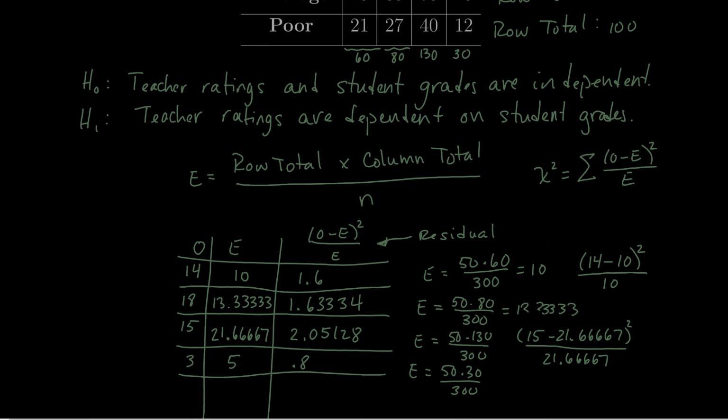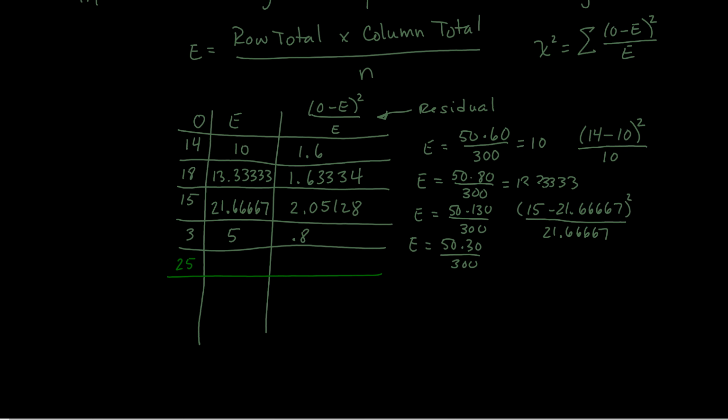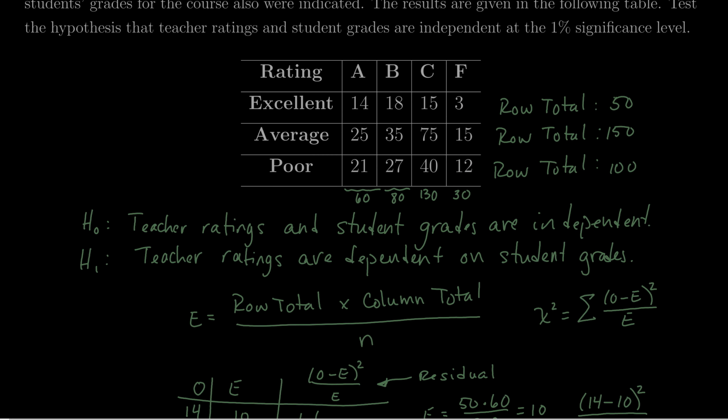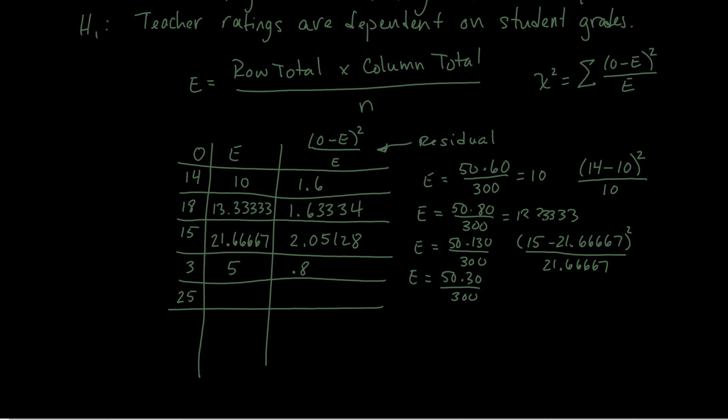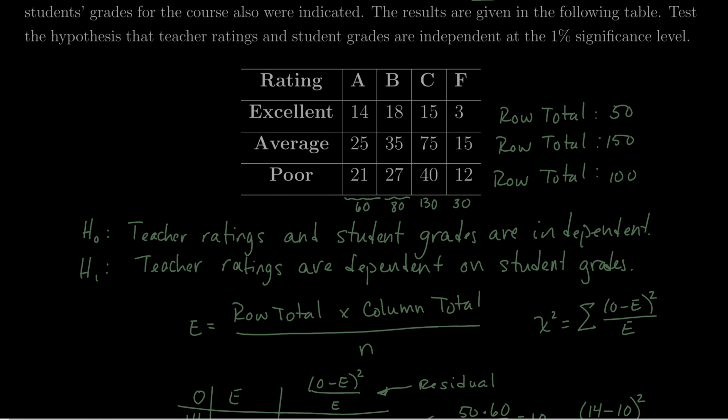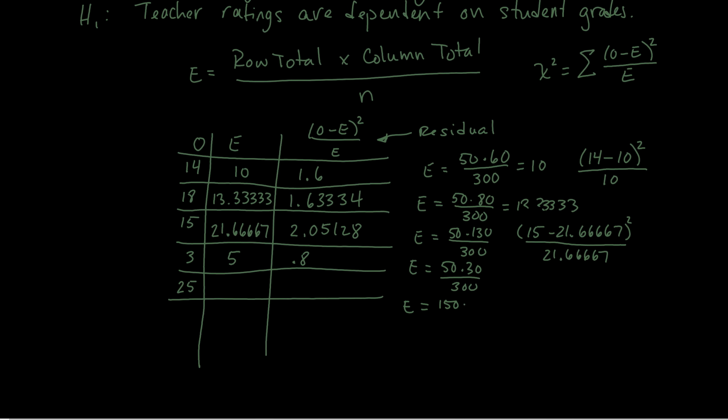Now we're moving into our next row. So we can look at 25 as our next observed frequency. We now have to compute the expected frequency here. So now this is under the row total of 150. The column this falls under is 60 because this is in column A. So we have 150 times 60 divided by 300. So this gives us an expected frequency of 30. So we can calculate the residual here, 25 minus 30 squared divided by 30. And that gives us approximately 0.83333. Again, it's 0.83 repeating, so we can round that.